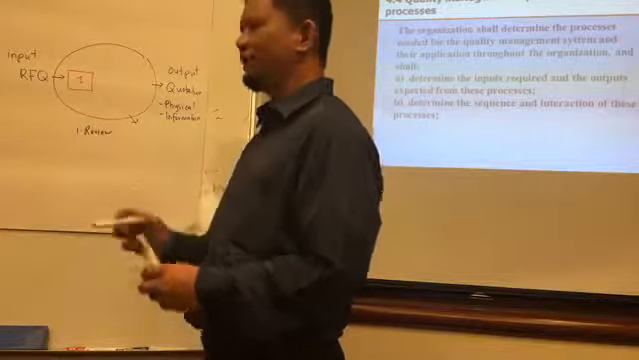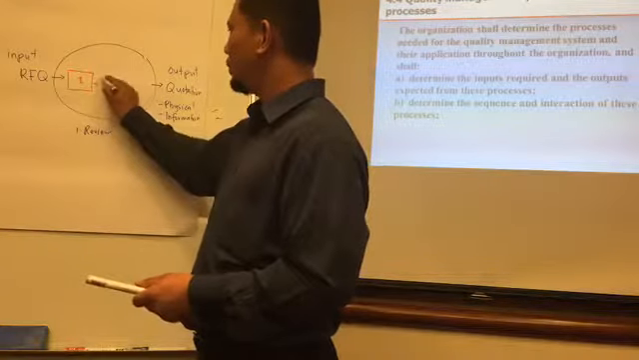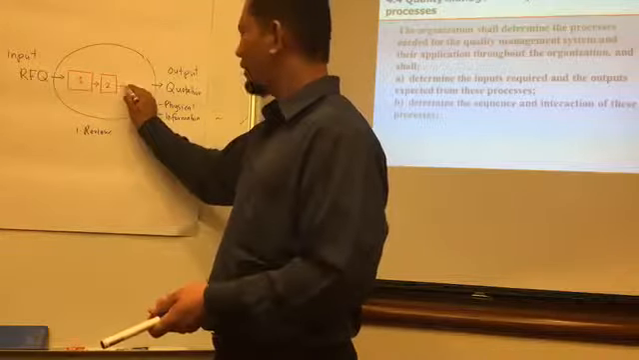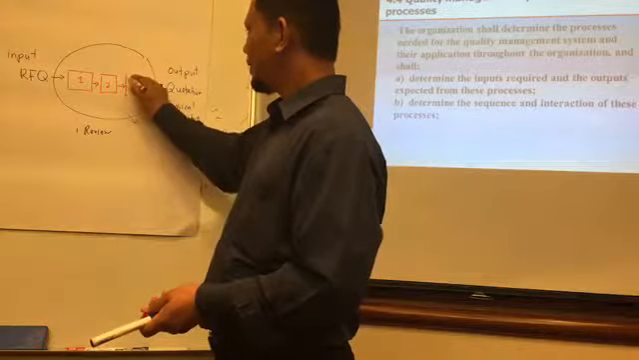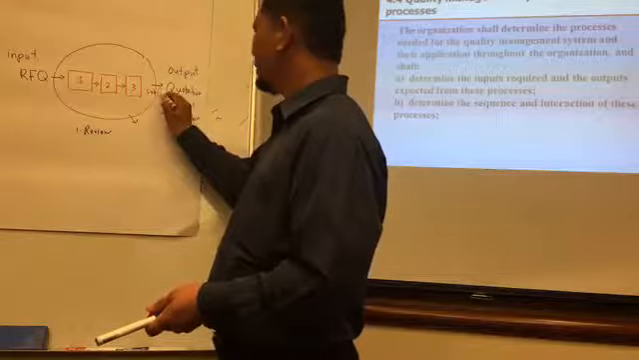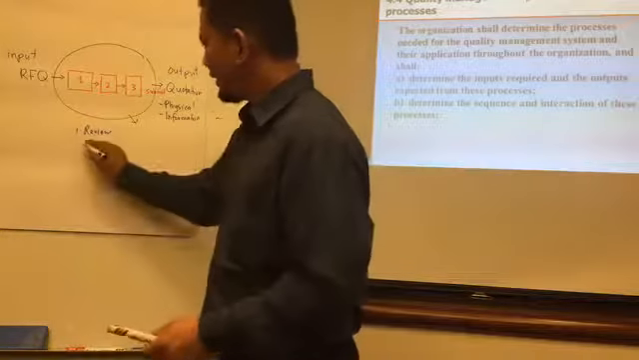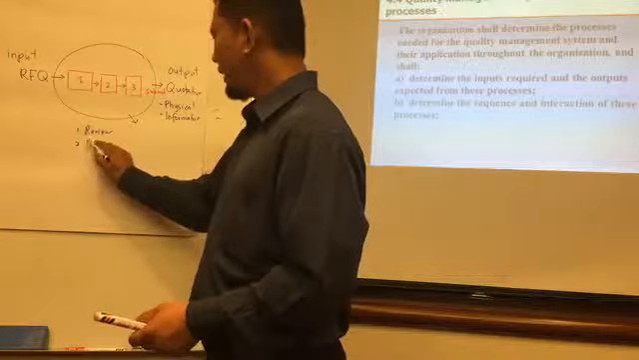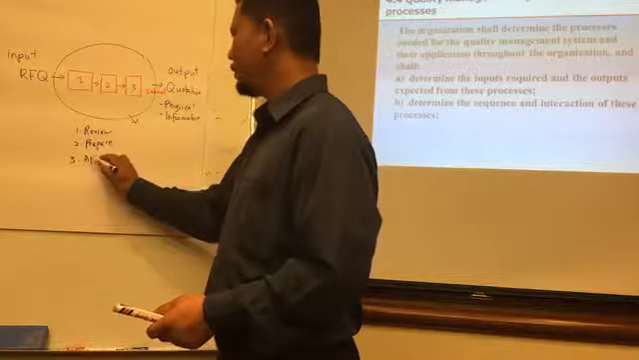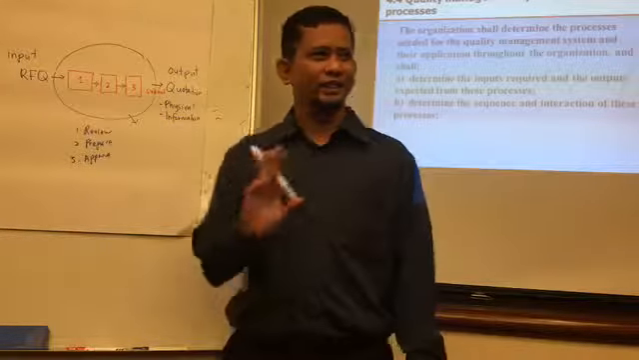After review, let's say number two, you prepare. After prepare, you get the management to approve. So there are three sequences of the process, which are review, prepare, and number three is approve. So you just determine what is the sequence of the process.